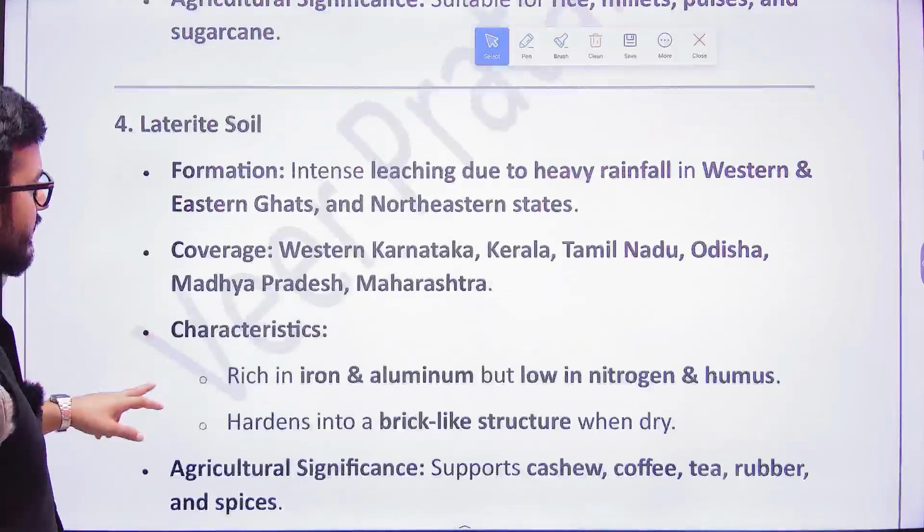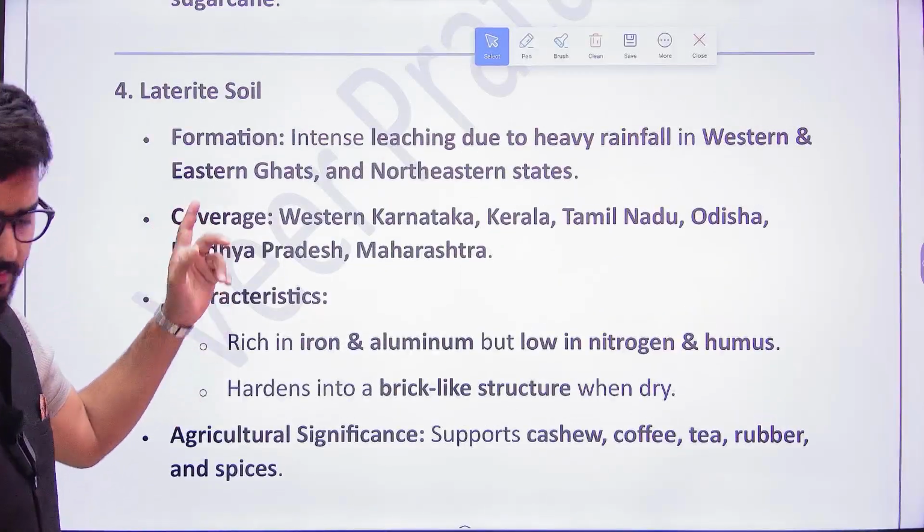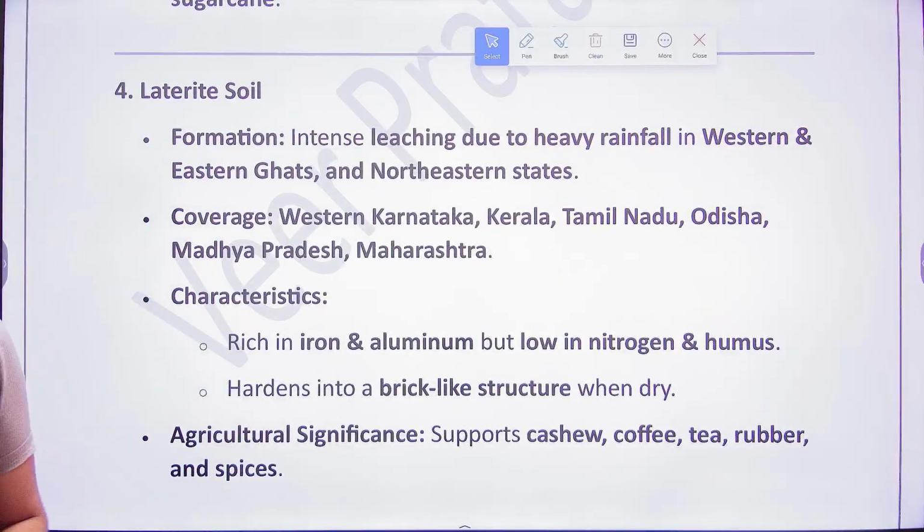The next one is laterite soil. I have already explained this to you. Just read it up and try to understand what I'm trying to tell you here.